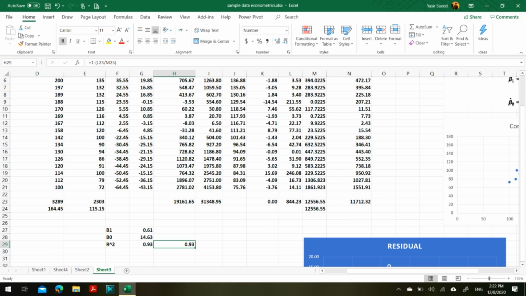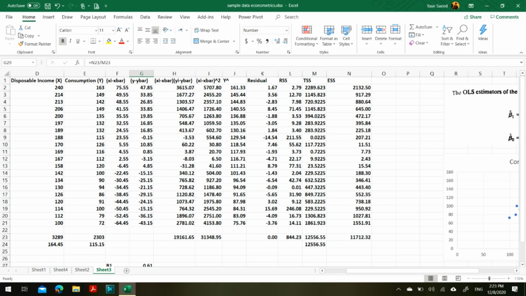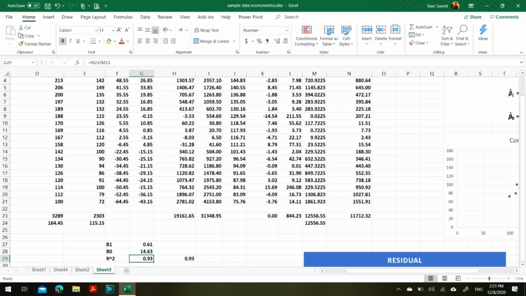But there are certain pitfalls in interpreting the value of r square. The first thing is that high r square does not mean that we have a very good model. It is not always true. The second, that it does not mean causation. High r square is only the correlation, and if we have only two variables such as x and y, then r square is the correlation between x and y. So the correlation between the consumption and disposable income is equal to 0.93.